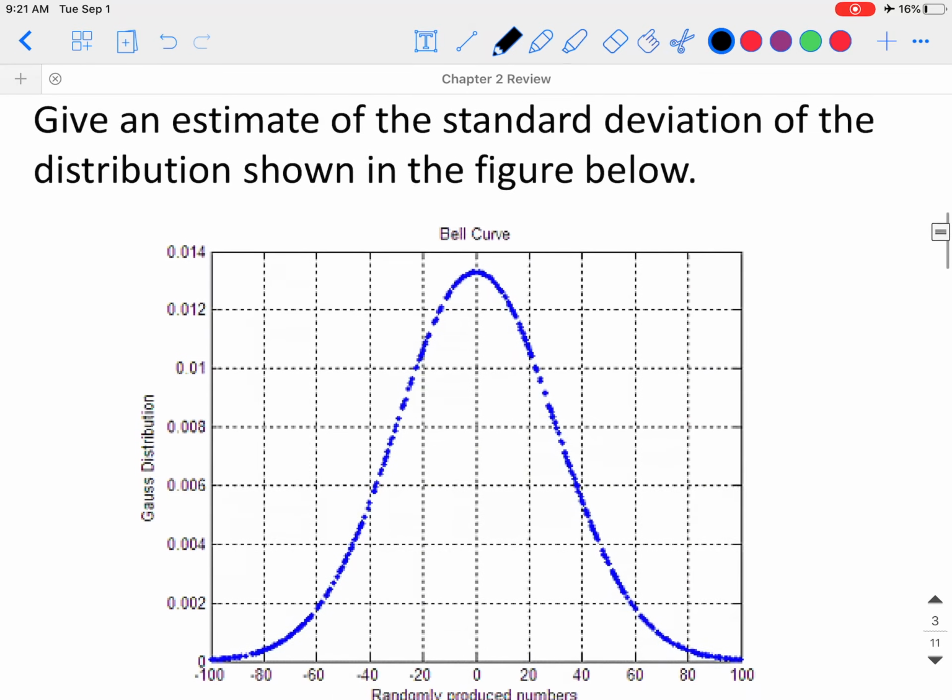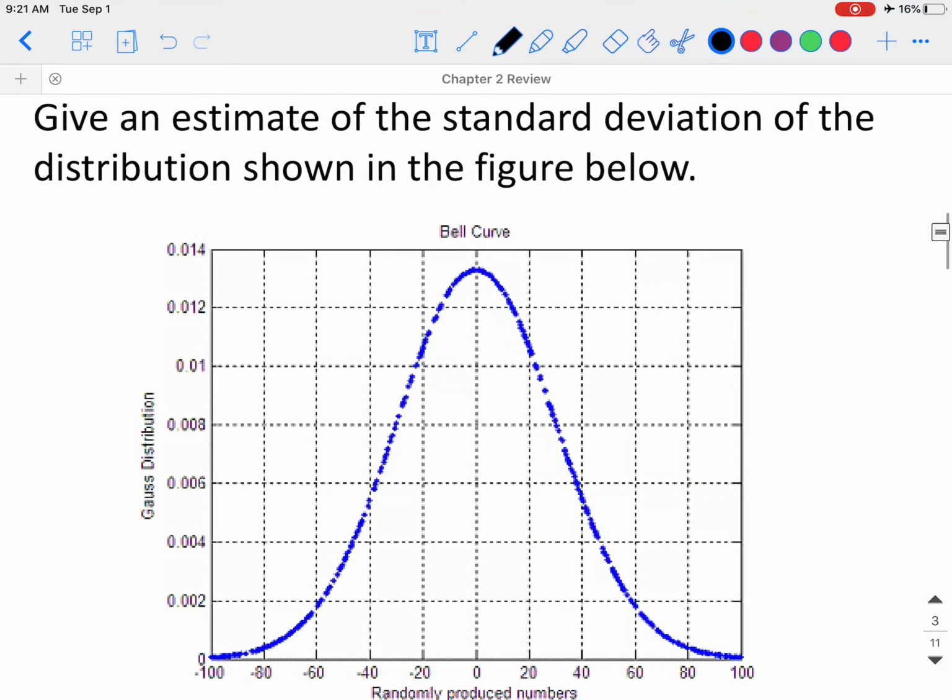Give an estimate of the standard deviation of the distribution shown in the figure. Remember, when you are looking for the standard deviation, you're going to look where your graph changes from curving down to where it starts curving up. And where that changes is one standard deviation away from the mean. Since our mean is 0 and we are 30 units away where it changes curvature, then we can approximate our standard deviation to be 30.